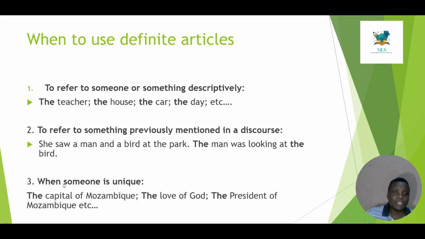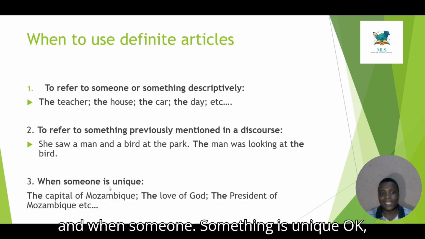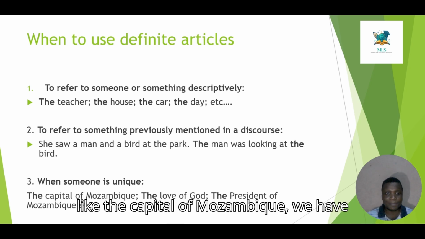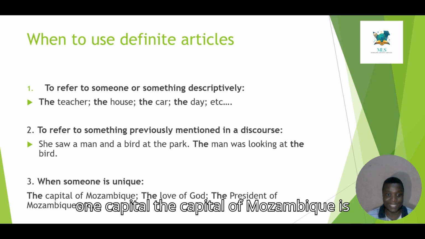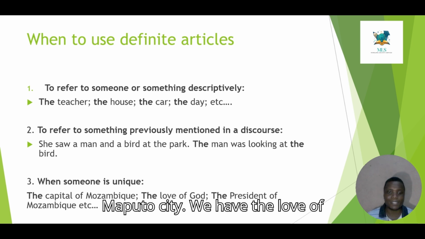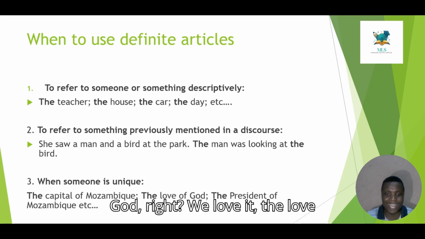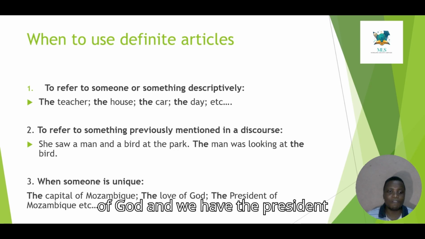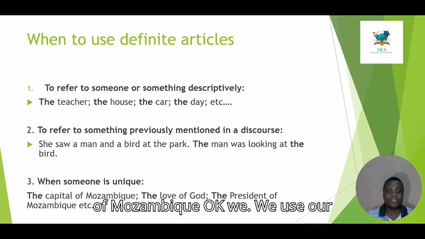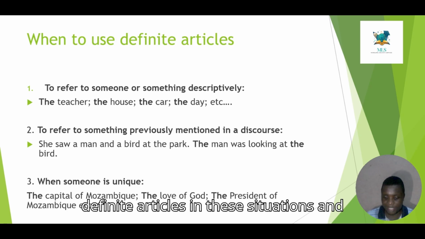Good. And when someone or something is unique, okay, like the capital of Mozambique, we have one capital. The capital of Mozambique is Maputo City. We have the love of God, all right? We love it, the love of God. And we have the president of Mozambique, okay? We use our definite articles in these situations.